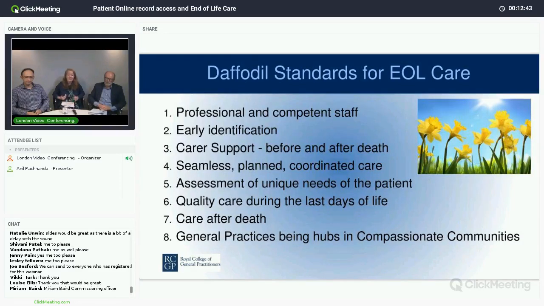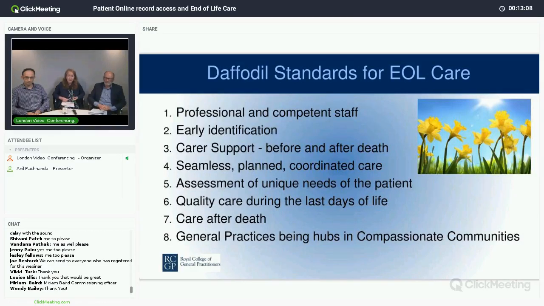Again, that's about having very timely information sharing, and within the context of this webinar. Care after death as well is very important in these standards, and care for the relatives. And the daffodil standards also talk about general practices being hubs in compassionate communities, which is a really, really interesting development that I'm sure some of you on the webinar will be involved in your areas in compassionate communities. And of course that involves multiple organisations helping those patients, including third sector.